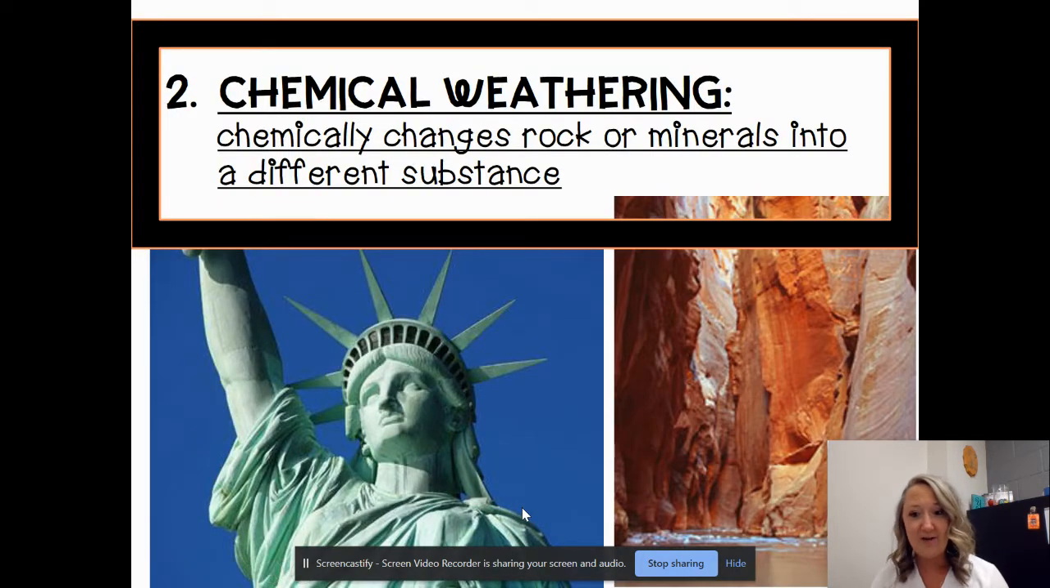So he mentioned some types of chemical weathering. So let's look at what chemical weathering is. If you'll flip back to that first page of your notes, chemical weathering actually chemically changes rock or minerals into a different substance. So if we look at this picture of the Statue of Liberty on the left, the Statue of Liberty was originally made of copper.